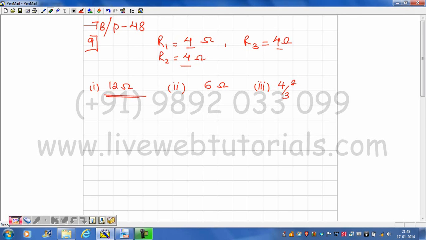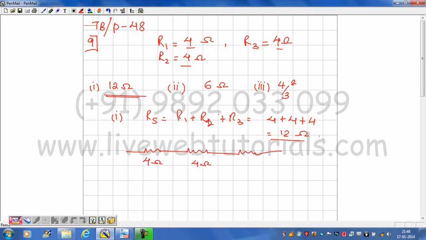So obviously here all 3 of them will be connected in series. So the first part is Rs equal to R1 plus R2 plus R3, which is going to be equal to 4 plus 4 plus 4, which becomes 12 ohms. You may be asked sometimes even to draw the diagram for this. So you can simply draw the diagram. All 3 of them are connected in series. So 4 ohms, 4 ohms, 4 ohms.